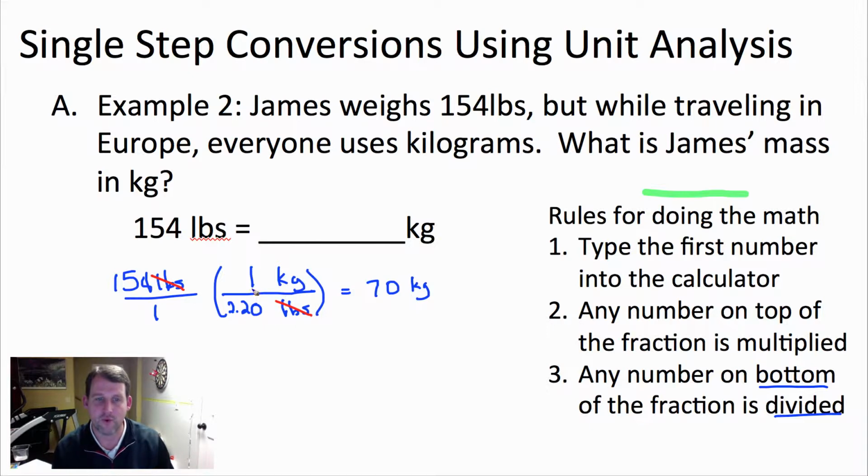Now, of course, you could add the 1 in. You could say 154 times 1 divided by 2.20, but that times 1 won't actually change the number at all, so you can skip that step if you want and go 154 divided by 2.20 gives you 70 kilograms. Okay. So that was step 2. Good job. I hope that makes sense.